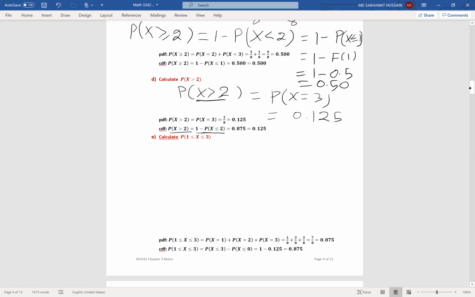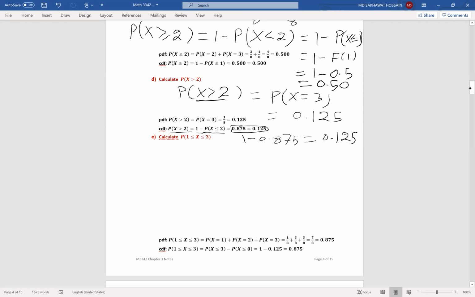And we know that this is, actually there is some mistake, this is not correct. So it will be 1 minus 0.875, because the CDF for x equals 2 is 0.875. So it will be then 0.125.